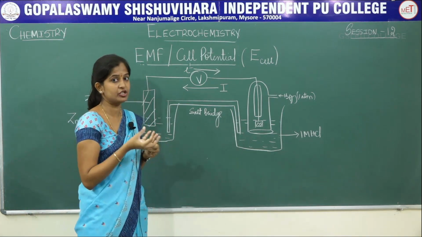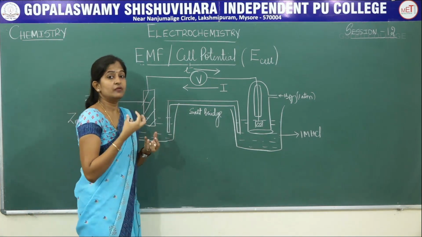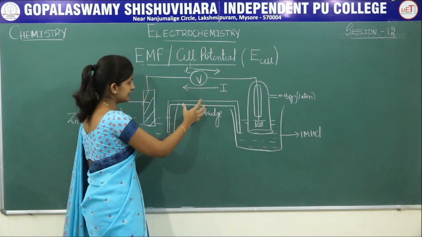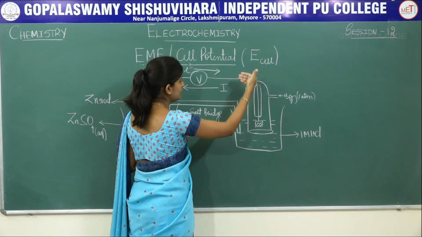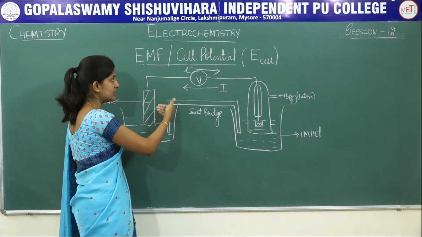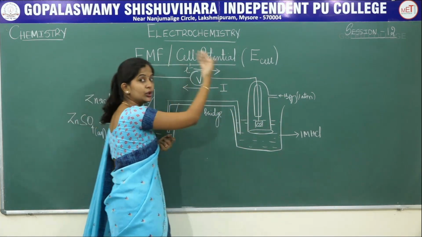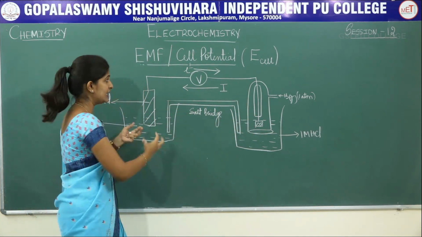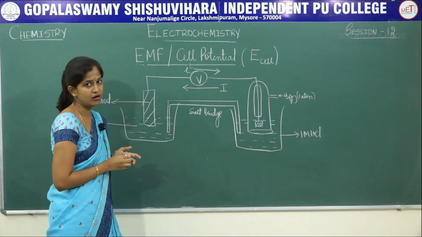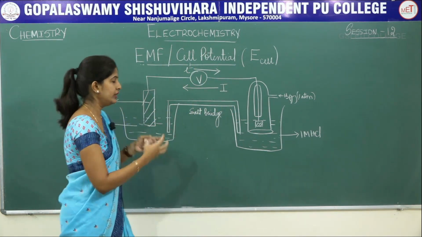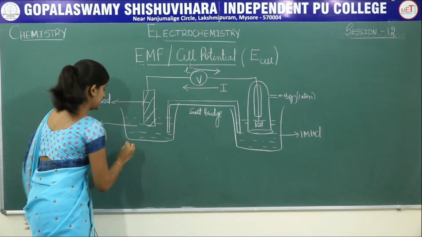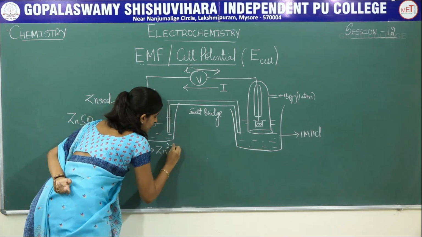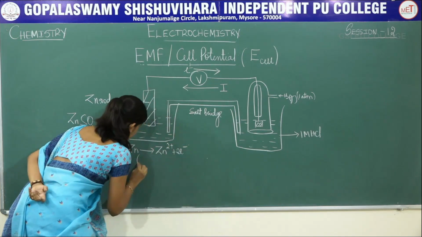That is nothing but the conventional current. So if you observe the direction of the current, we can tell the direction of electron flow. In this situation, the current is flowing from SHE to the zinc rod. Hence, electrons are flowing from zinc to SHE, which means zinc is undergoing oxidation. It is giving electrons. The first problem is solved: zinc is undergoing oxidation, Zn goes to Zn2+ plus 2 electrons.